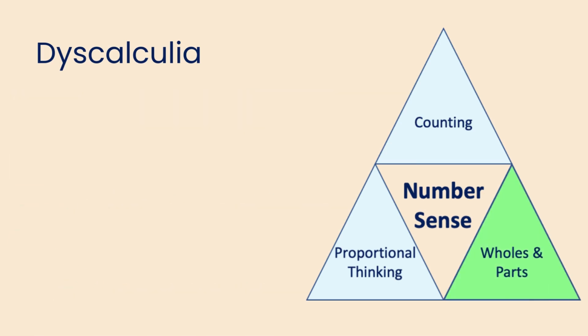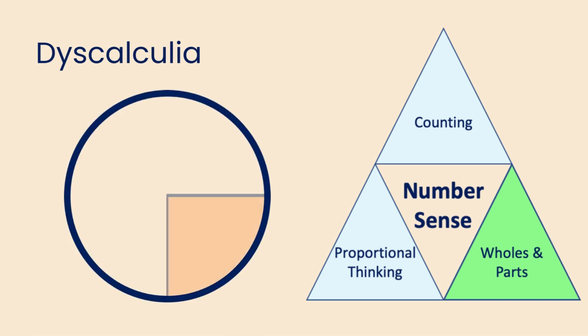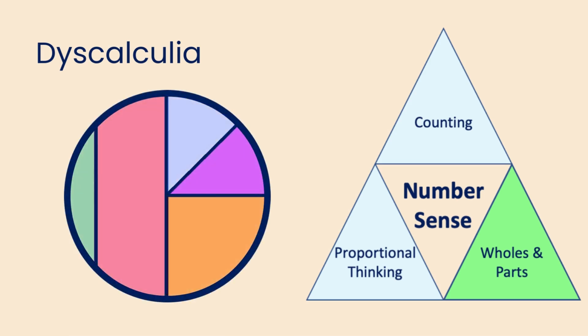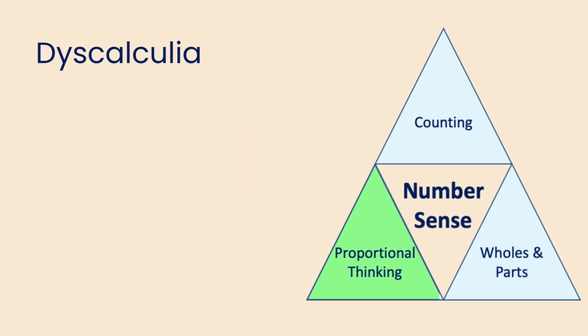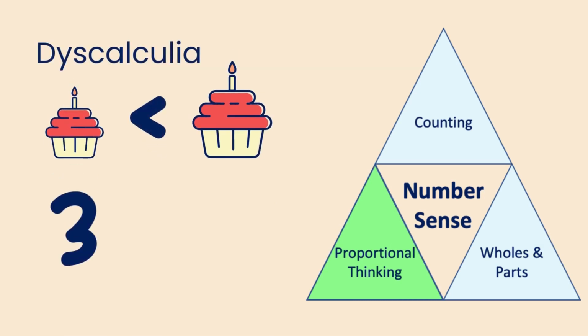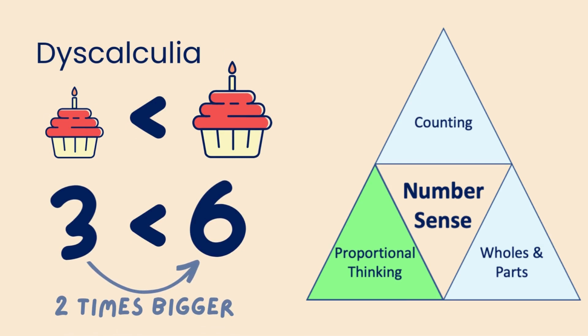Wholes and parts. This is to do with understanding concepts such as fractions and how parts of an object or number can make up a whole. And proportional thinking, the ability to judge when there is more of one thing than another, and how many times bigger or smaller a number is compared to another number.